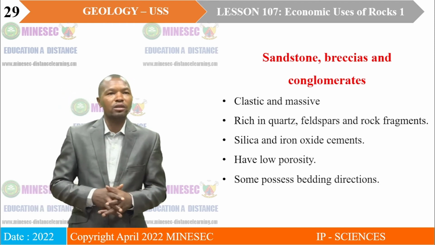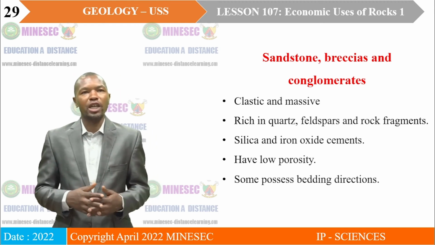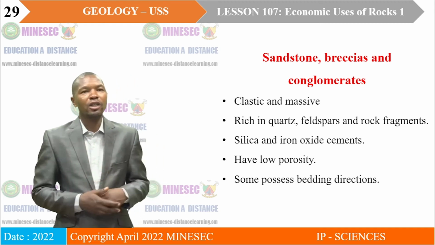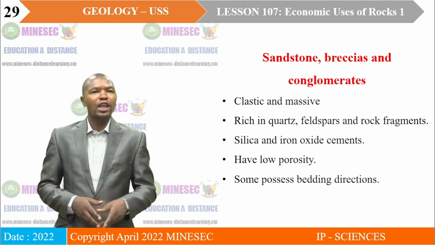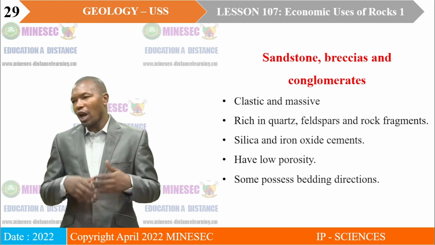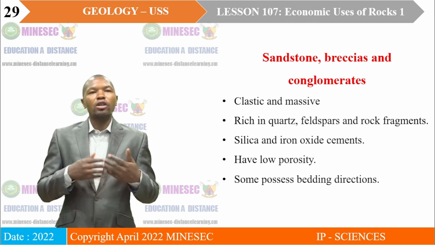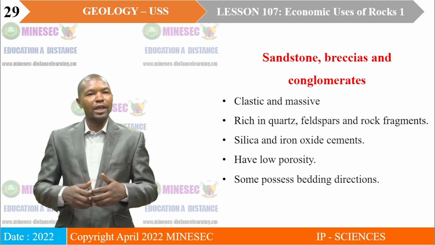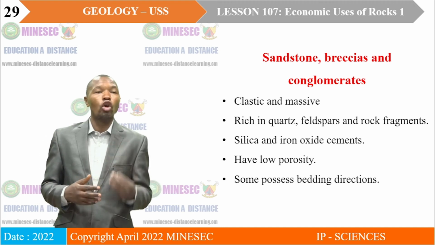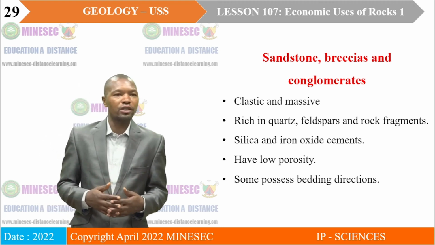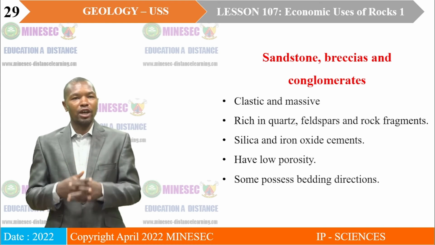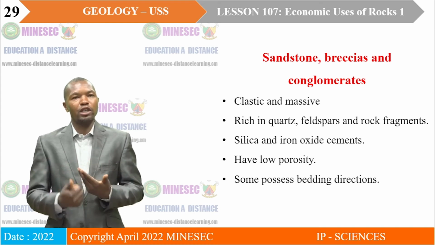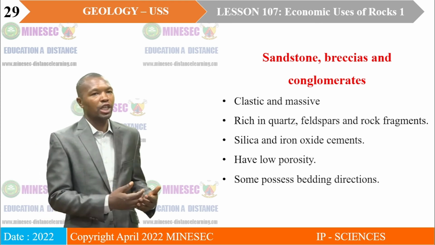Then we have sandstone, we have breccias, and we have conglomerates. These are sedimentary rocks. They are clastic and massive, and they are rich in quartz, feldspars, and rock fragments. They contain silica and iron oxide cements, and they have low porosity. So for that reason, some of them will possess a bedding direction, because they are sediments that would have been laid down through sedimentation.